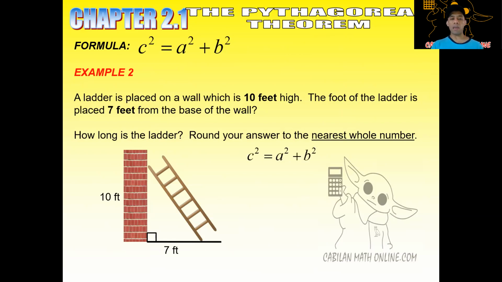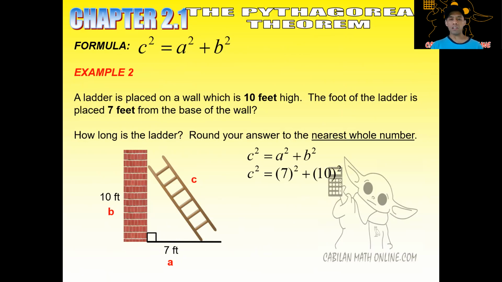Now you notice that in this right angle triangle, the ladder happens to be our hypotenuse, because it's located across from our box. So that's going to be the C here. We're going to label the 7 as the A and the 10 feet as the B, and then put the numbers in.